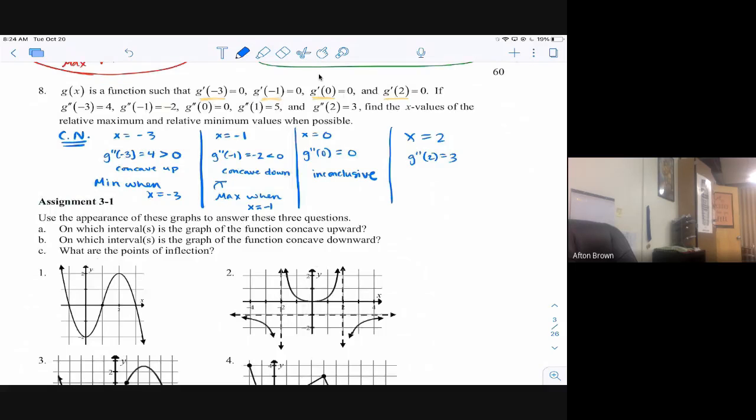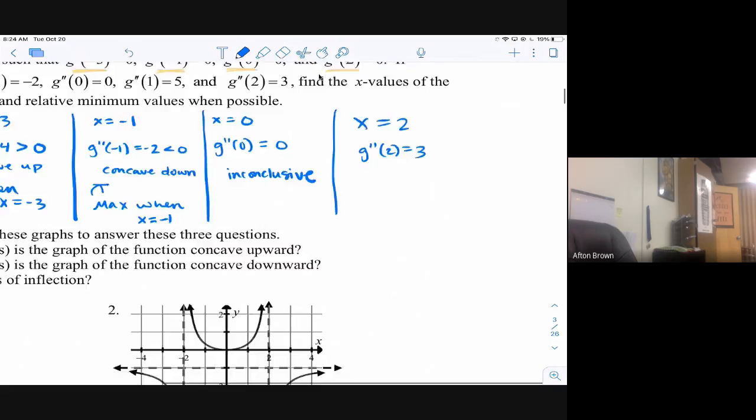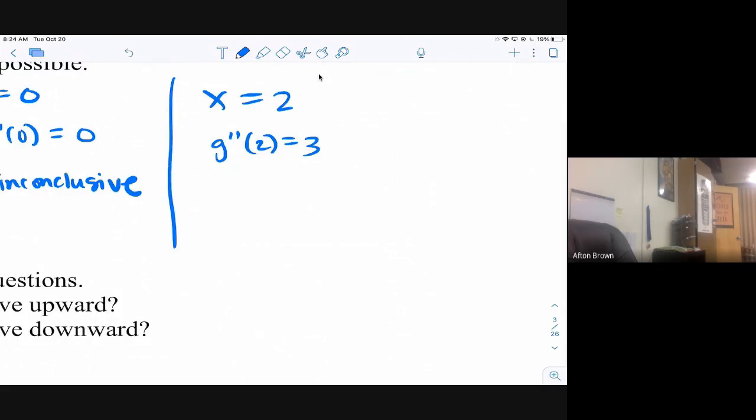Okay, what about on 2? Or on x equals 2? What work do you have to show? Greater than 0, good. So you have to make sure you show that the g double prime at 2 is greater than 0. If the second derivative is greater than 0, what else do we know? Concave up, so we make that statement. If it's concave up and the derivative is 0, what's our conclusion? Good, so it's a min when x equals 2.